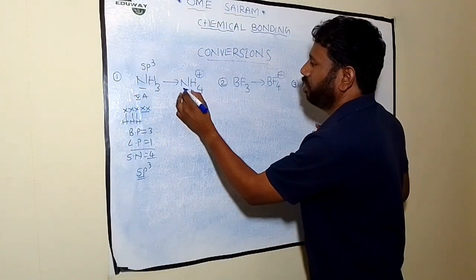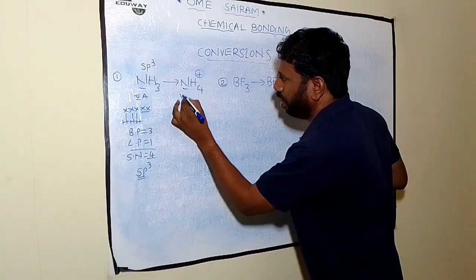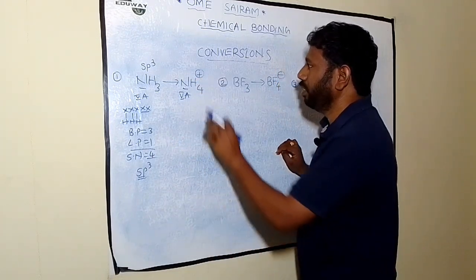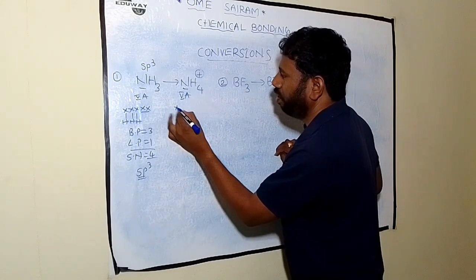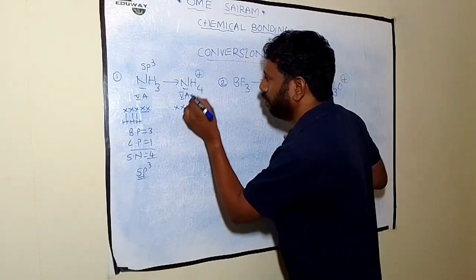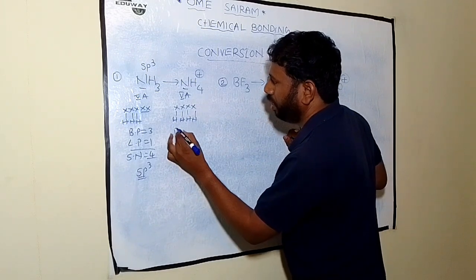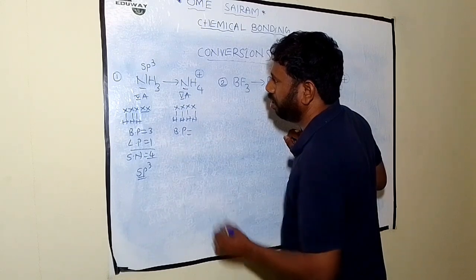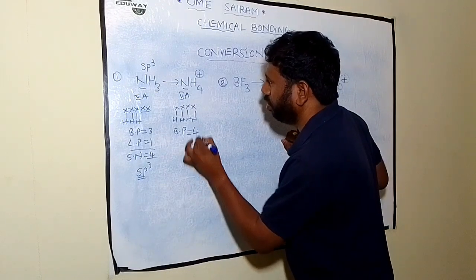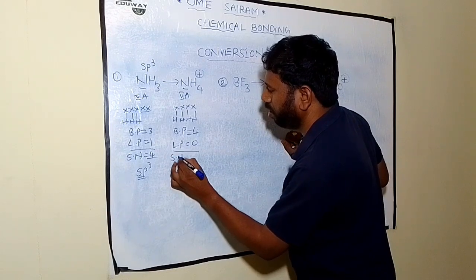Now NH4 positive charge. In this ion, the central atom is nitrogen. It belongs to 5th A group element. It contains 5 valence electrons. But here 1 positive charge is there. That means 1 electron is less. 5 minus 1, 4. 1, 2, 3, 4. And nitrogen is forming 4 bonds with 4 hydrogens, and bond pairs 4, and lone pairs 0, and the steric number 4.